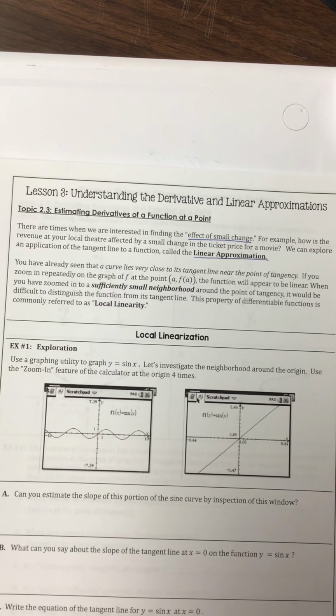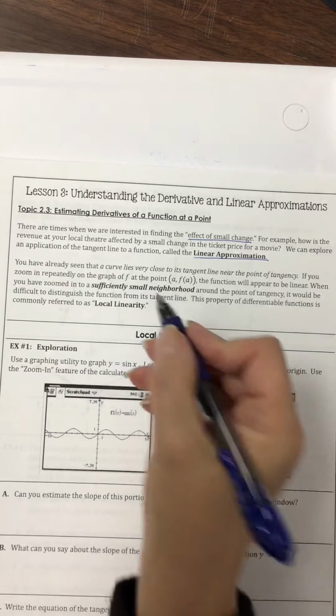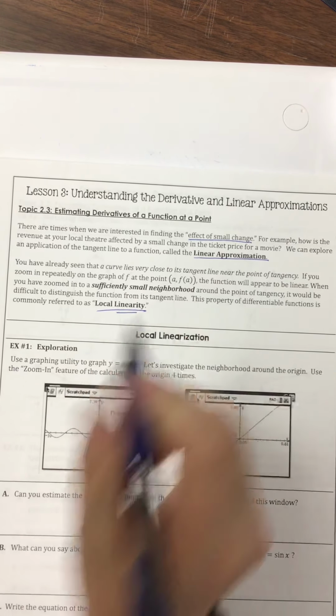In a sufficiently small neighborhood around the point of tangency, it would be difficult to distinguish between the function and its tangent line. This property of differentiable functions is commonly referred to as local linearity.